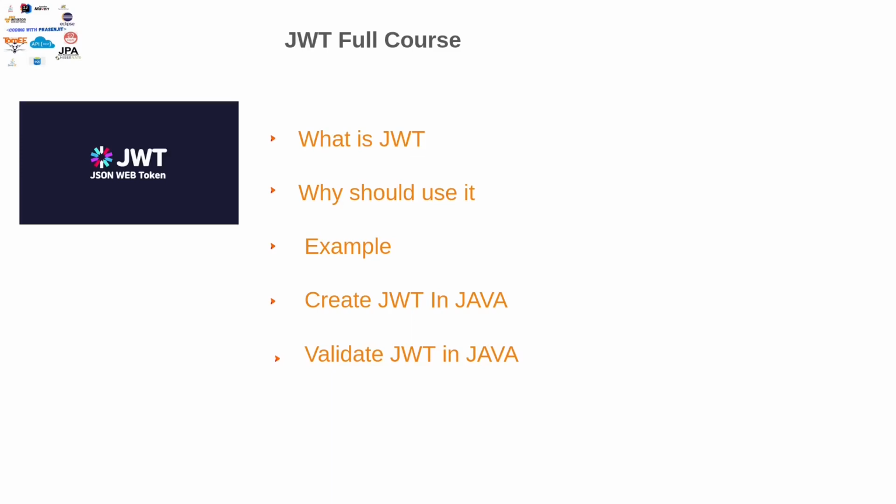So in this video I'm going to explain you all about JWT, that is JSON Web Token. You're going to learn what is JWT, why should we use it, a few examples of JWT and the structure of JWT. And also I'm going to explain how to create JWT in Java using HS512 and RSA algorithm, and how you can validate a JWT in Java.